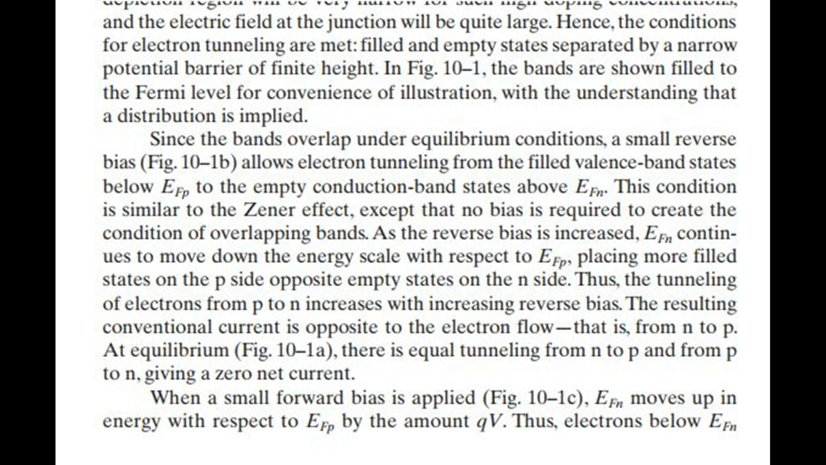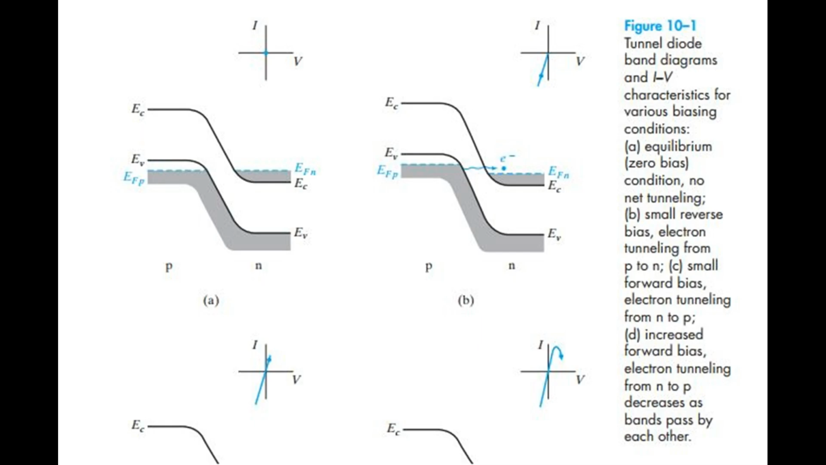The resulting conventional current is opposite to the electron flow, that is, from N to P. At equilibrium, Fig 10.1a, there is equal tunneling from N to P and from P to N, giving a zero net current. When a small forward bias is applied, Fig 10.1c, EFN moves up in energy with respect to EFP by the amount QV. Thus, electrons below EFN on the N side are placed opposite empty states above EFP on the P side.